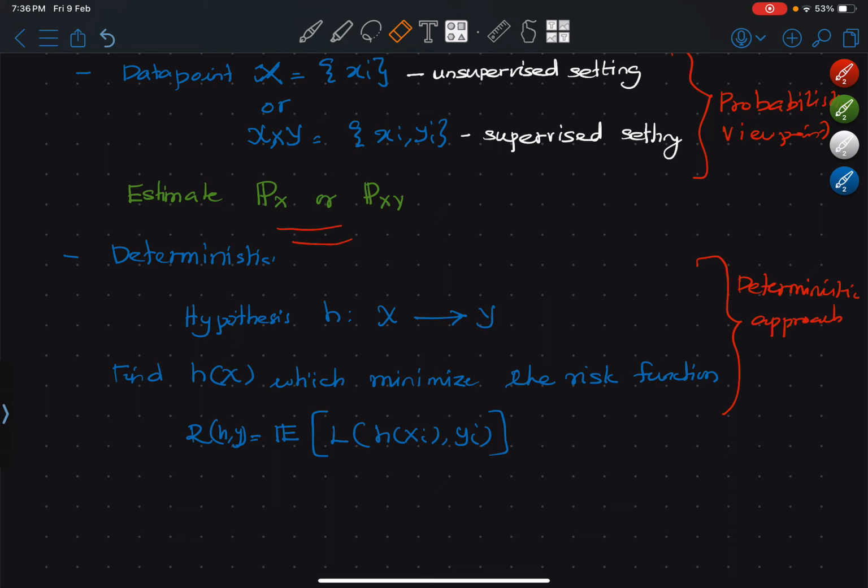Going further, we'll be looking at how to estimate this Pxy. Is it actually possible to estimate Pxy, or what are at least the best possible estimates of Pxy, and how to find the hypothesis which minimizes the risk. All these things we'll be covering in the following lectures.